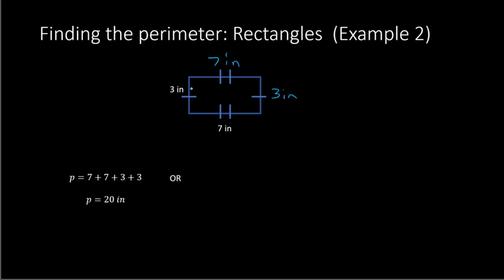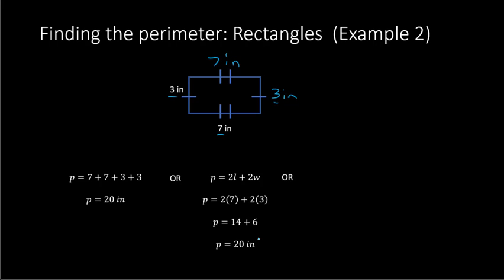So method 2 is we do 2 lengths plus 2 widths. So we have 2 7s, so we have 2 times 7, and then we have 2 widths, so 2 times 3, so we have 2 3s. So we have 2 times 7 is 14, 2 times 3 is 6, 14 plus 6 gives you 20. So here the perimeter would be 20 inches.